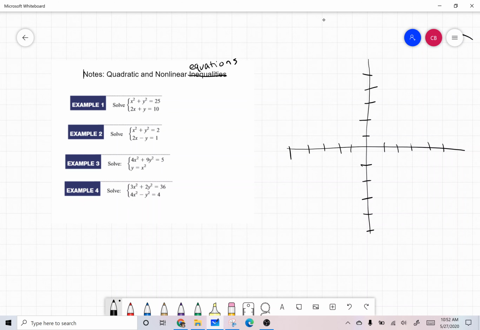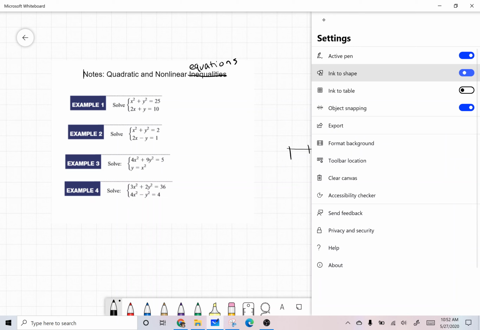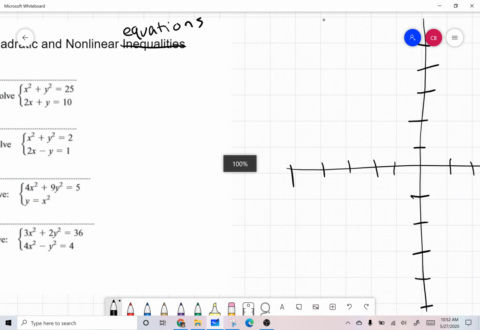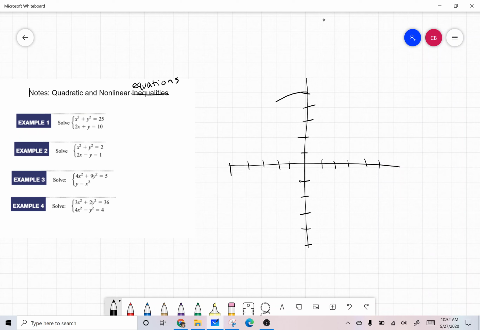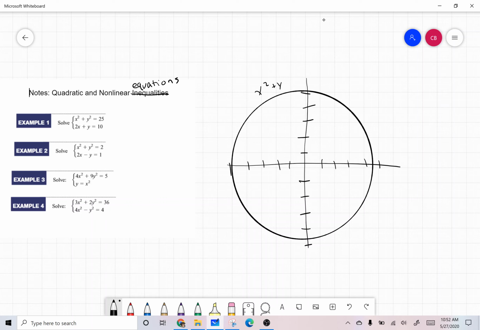So let me use a shape tool, and I'm just going to try to do my best to make a circle that goes through those points. So I go like this. Yeah, it should be radius 5. It's a little bit off, obviously, but who cares? We've got x squared plus y squared equals 25. Obviously, if you did the conics, then you know that that is a circle of radius 5.